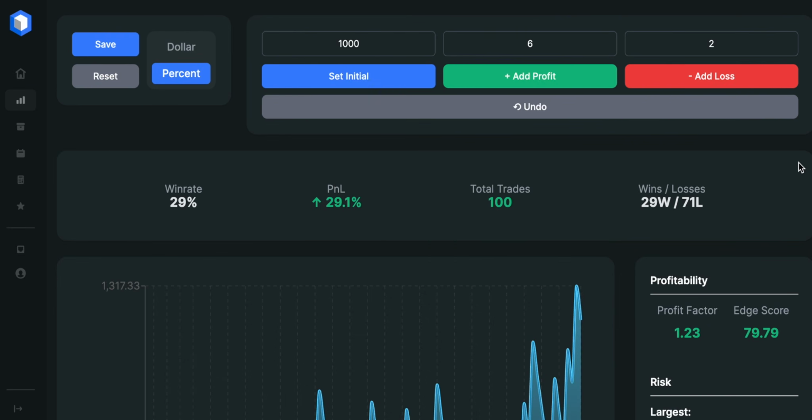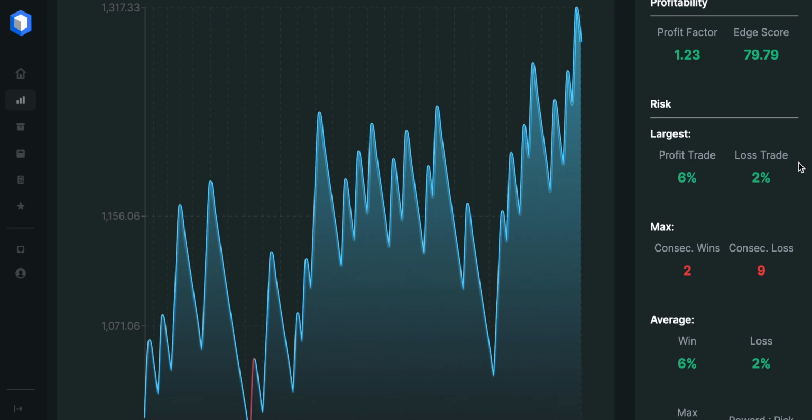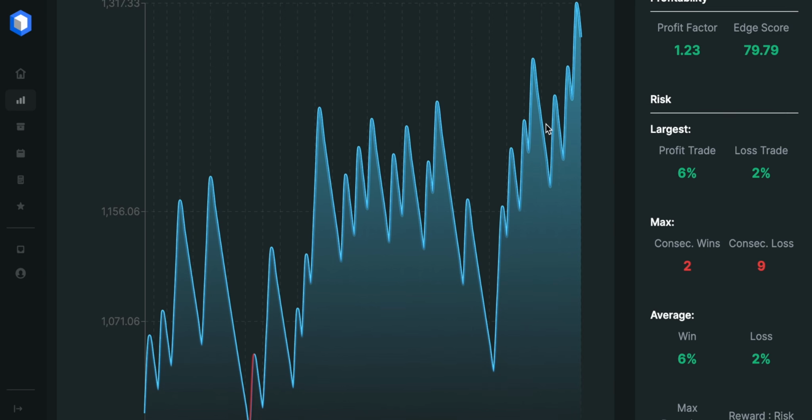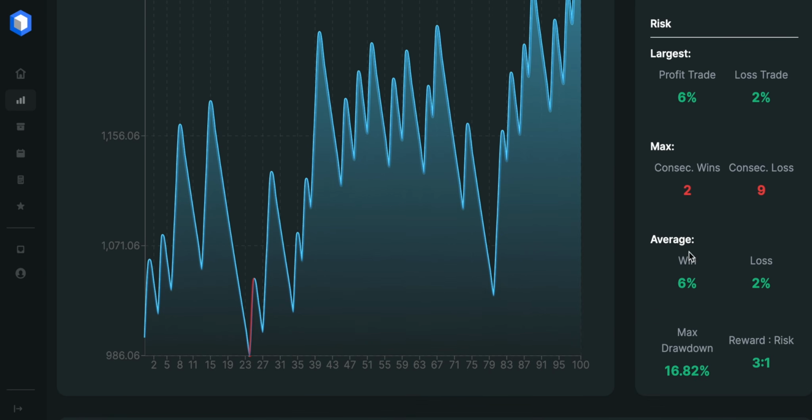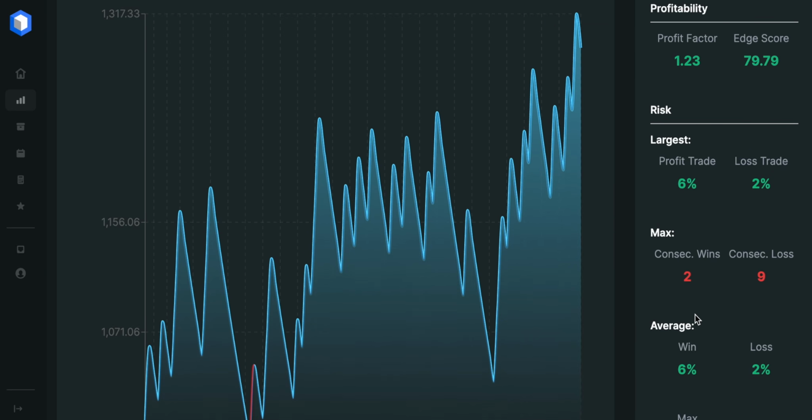Alright, so after 100 trades, the results aren't looking that promising. The win rate is only 29%, which is really low, even for such a risk-reward ratio. The account growth is 29.1%, which is pretty much nothing if you're trading on a 1-hour chart. The equity curve is very inconsistent. The maximal drawdown was 16.82%. The profit factor is 1.23, and we had 2 consecutive wins against 9 consecutive losses.